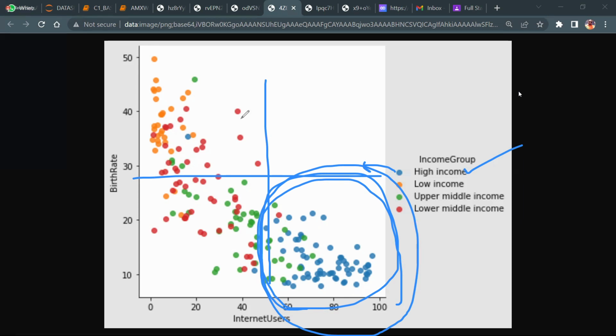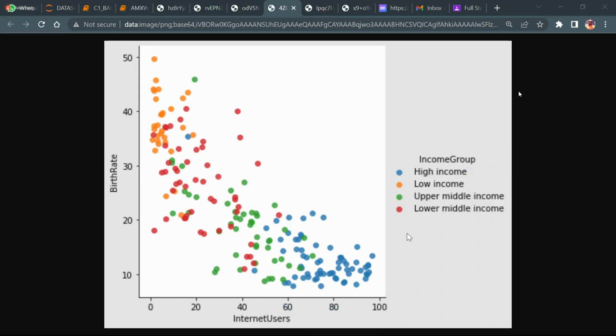So let's clear this one. Can you tell me which income group has the lowest birth rate? Which income group has the lowest birth rate?